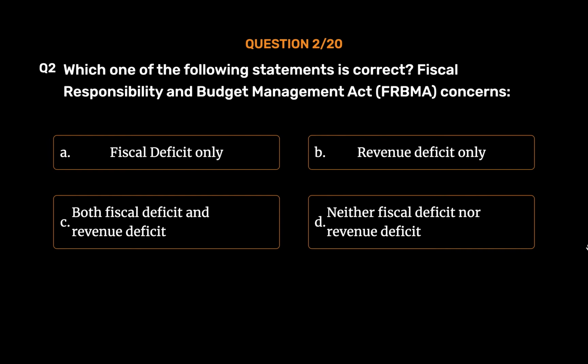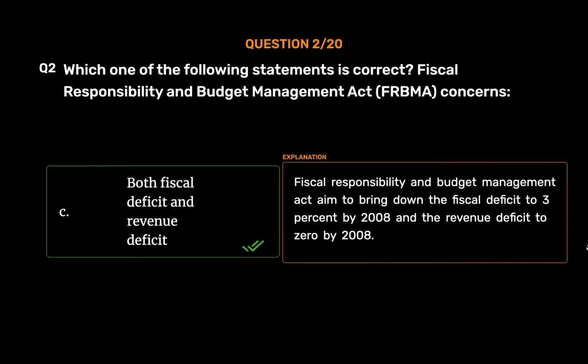The correct answer is Option C. Both fiscal deficit and revenue deficit. Fiscal Responsibility and Budget Management Act aimed to bring down the fiscal deficit to 3% by 2008 and the revenue deficit to 0 by 2008.